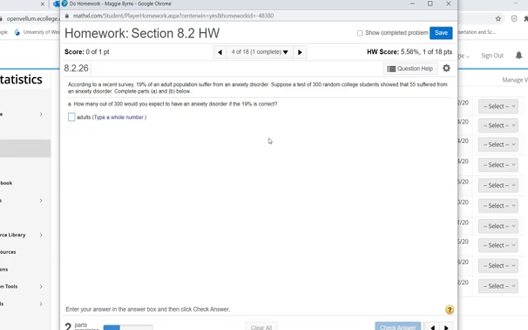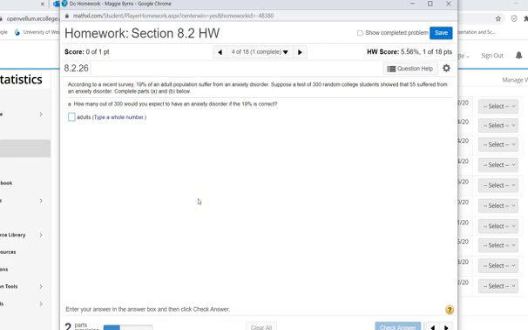It says, according to a recent survey, 19% of an adult population suffer from an anxiety disorder. Suppose a test of 300 random college students showed that 55 suffered from an anxiety disorder. So 55 out of 300 would be your p-hat, that's your sample proportion. I know it's confusing because it says according to a survey, but they're making the claim that the population of all adults is 19%. So that actually is your p, your population proportion.